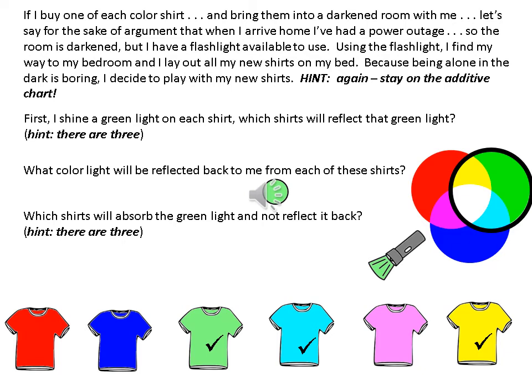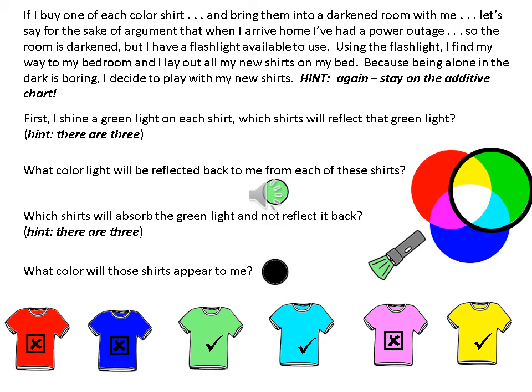Which shirts will absorb the green light and not reflect it back? That's going to be the shirts that are left there. We can see that the red, the blue, and the magenta shirts are going to absorb green light and will not reflect it back. What color will those shirts appear to me? Because I'm shining green light on those three shirts and they absorb green light, they're going to appear black to me.